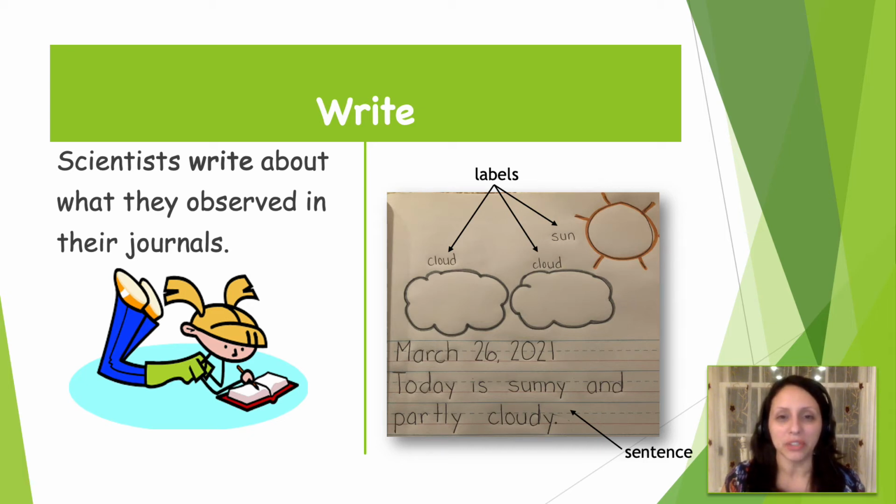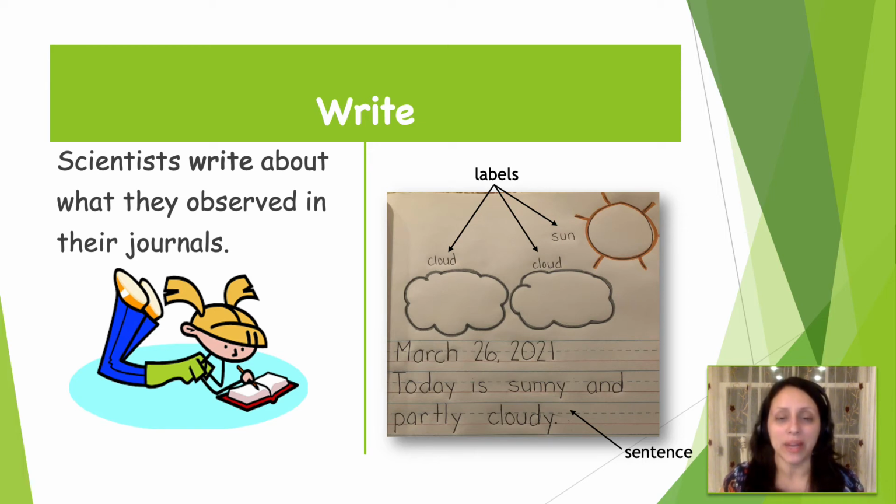The other pictures are of clouds. So above those cloud pictures, I labeled those pictures. I wrote the word cloud. C-L-O-U-D spells cloud. That's one type of writing that I've included in my weather journal.